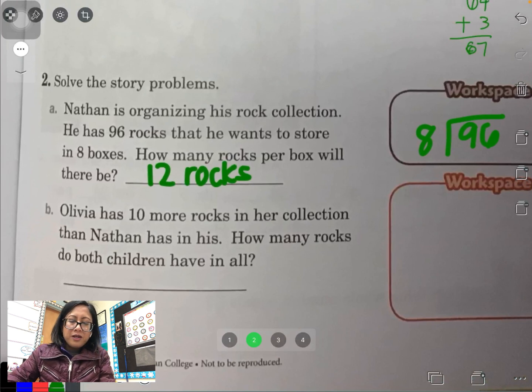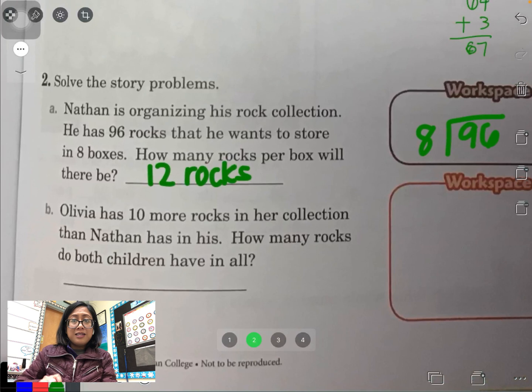Letter B. Olivia has 10 more rocks in her collection than Nathan has in his. How many rocks do both children have in all? So now we have a new friend in the mix who's also collecting rocks. She has 10 more than Nathan. Now, it does not mean she has 10, okay? Why would we include someone if she just has 10, right? That's not even in the same league as Nathan. Like Nathan has 96 and Olivia has 10.